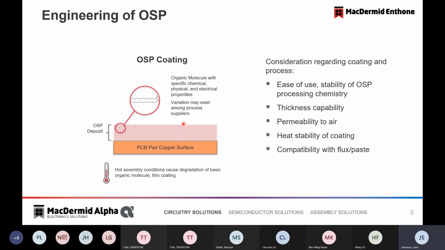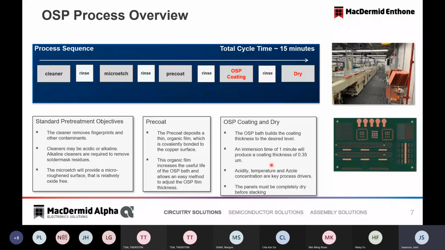As the name says, the basic mission of that coating is to serve as a solderability preservative, to protect the copper surface from oxidation. We're trying to design a coating that is stable, choosing an organic material that can sustain itself through those assembly operations. And lastly, we want a coating that is compatible with the subsequent assembly steps, so it's compatible with various fluxes and pastes that will be used in the assembly operation.